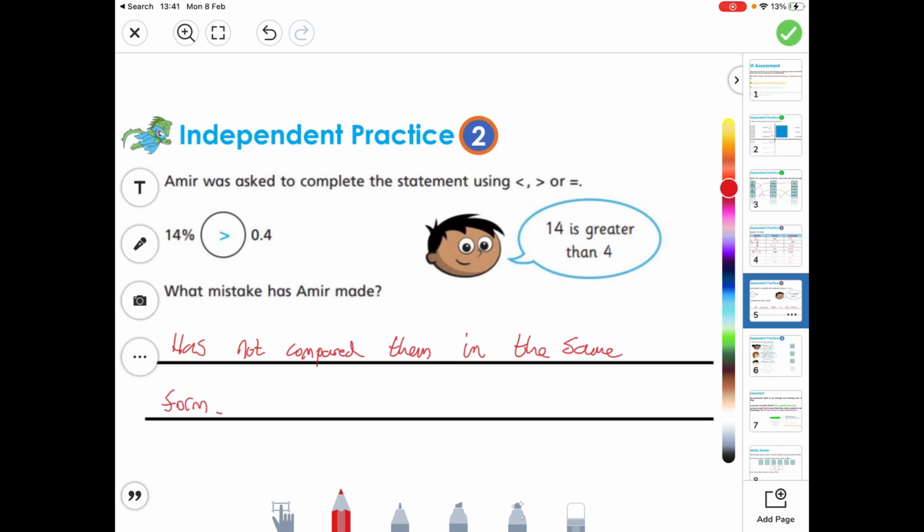And we know that 40% is greater than 14%. So we know that 14% is less than 0.4.